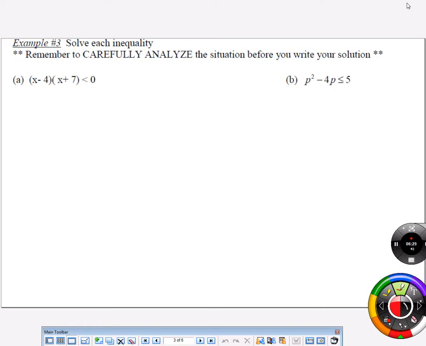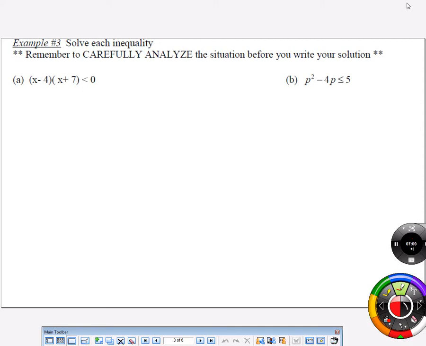So part A is exactly like the problem we had in the math moment, right? It says up there, remember to carefully analyze the situation. It's really easy for us to get some important numbers, but it's harder for us to figure out which way the inequality goes. So for part A, what are going to be my important values of x, the pivotal points where it could change from positive to negative, those points on the number line? What are those going to be?